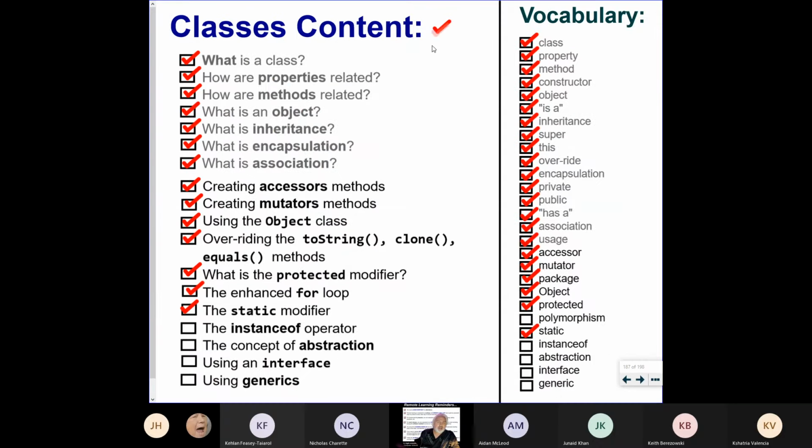This now allows me to check off what we looked at yesterday, which was this thing called the instance of operator. So I'm going to put that here and here. We also talked about the concept of polymorphism. So I'm going to put a check mark there.